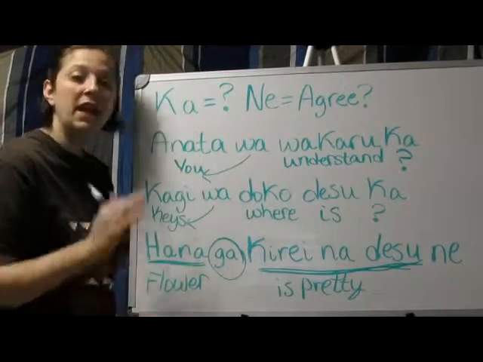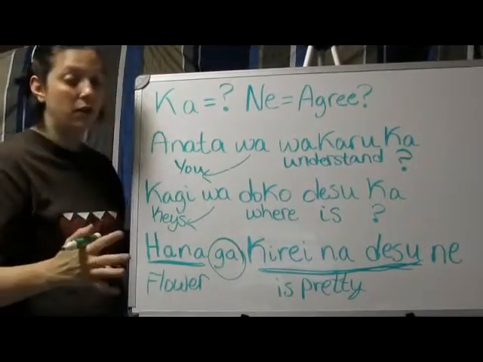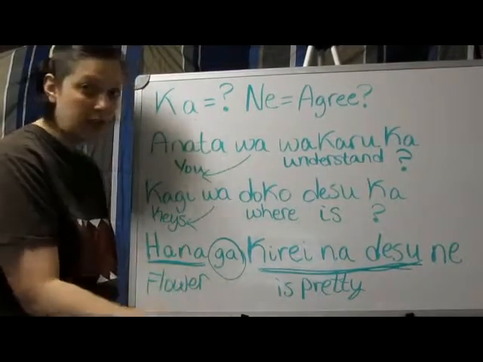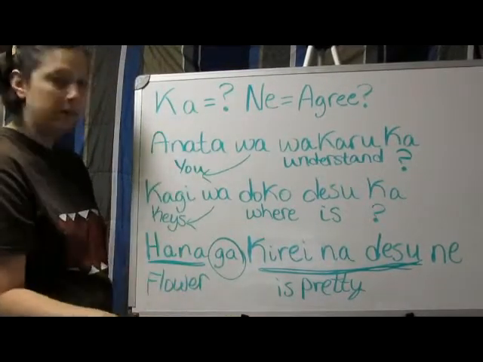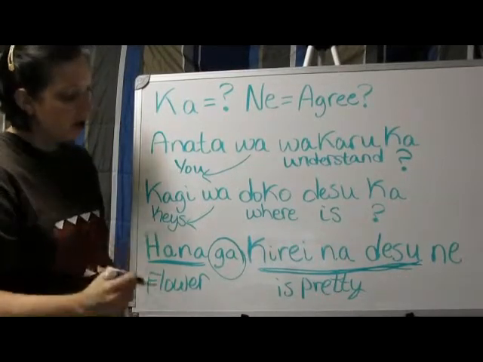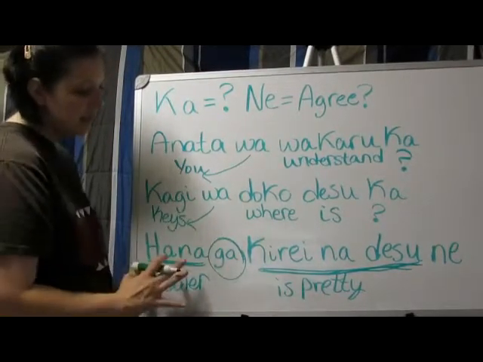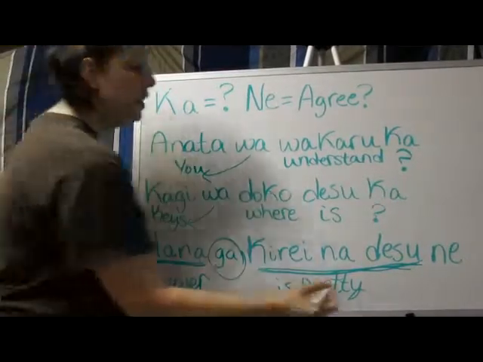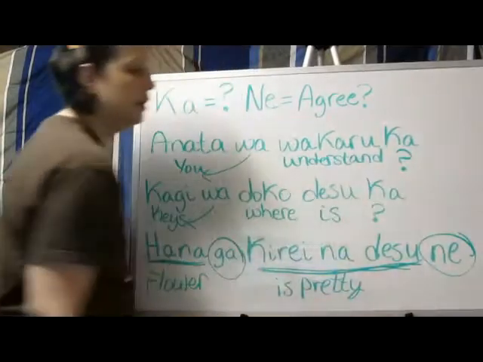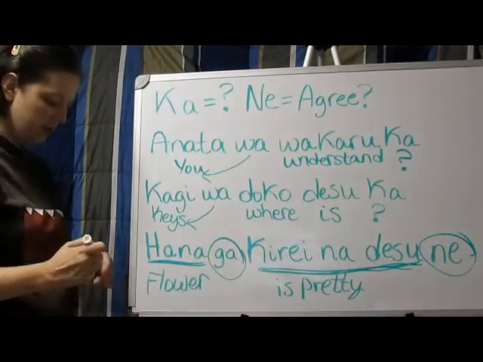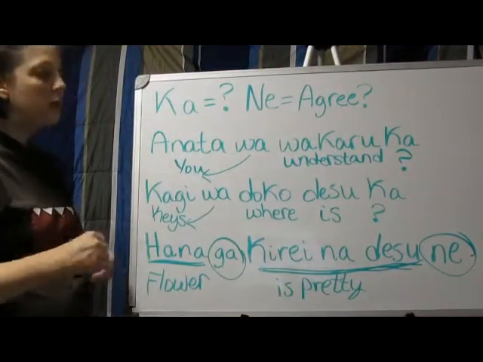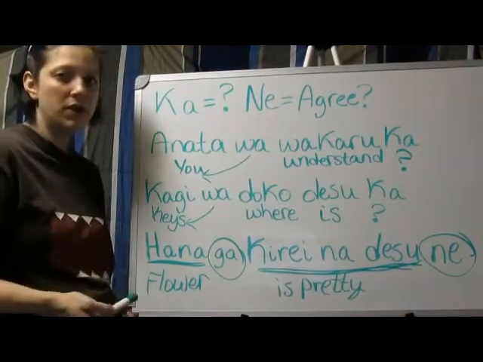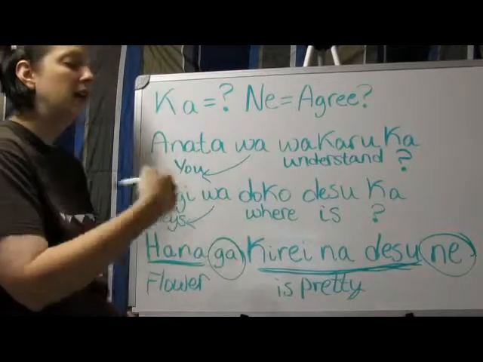It's not just saying flowers in general are pretty. It's saying this flower that we're talking about is pretty. Okay? So, basically this sentence says this flower is pretty. But then we've stuck ne on the end of it. So now we've made it into a question, but not just any question, a question that's begging agreement.